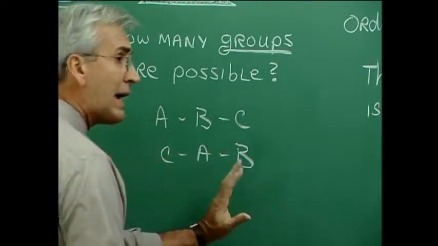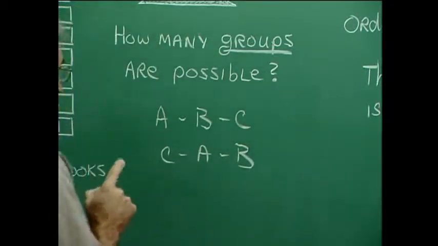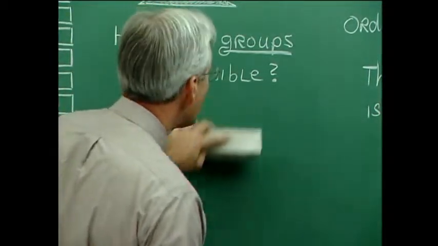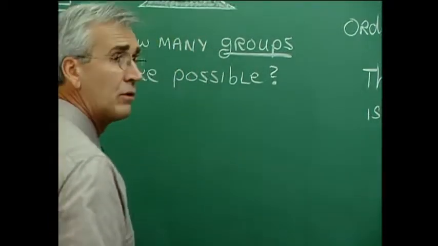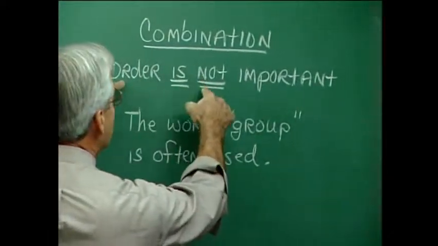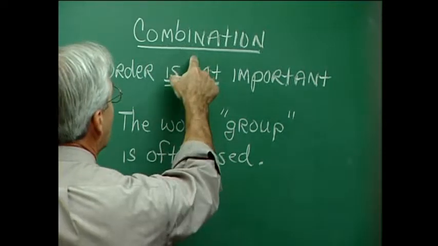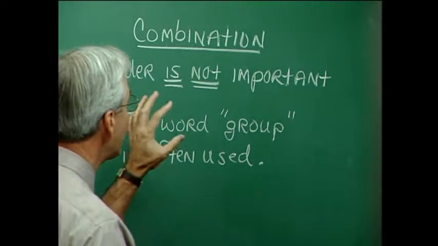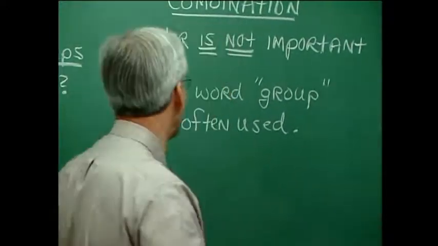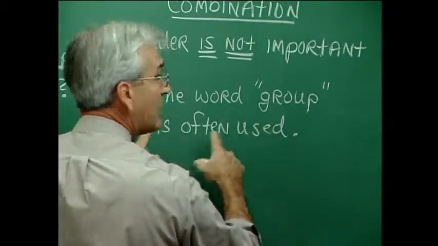Now, if I was talking about arrangements, this would be 2 different items. But now I'm talking about groups. And that's what makes this a combination problem. All right, it falls into a different category when we talk about groups. And in combination problems, these are the characteristics. Order is not important. Now, order was important for permutation problems. Order is not important in combination problems. And that is a key factor to identify early on in our study of counting principles. All right, the word group, or sometimes committee, is often used in this kind of problem.